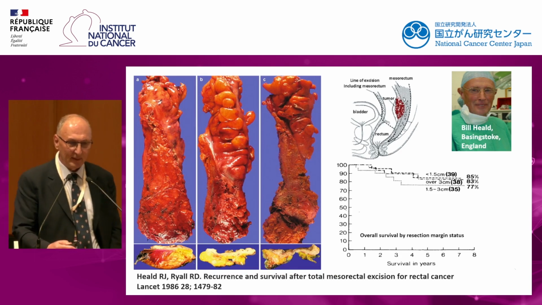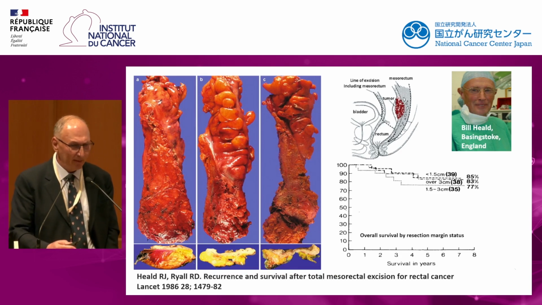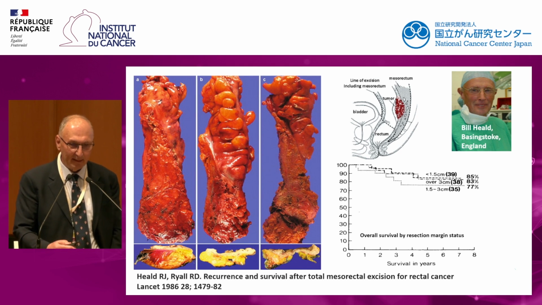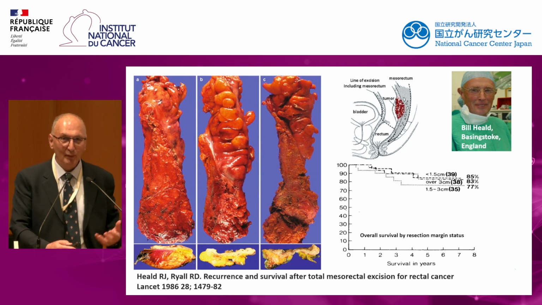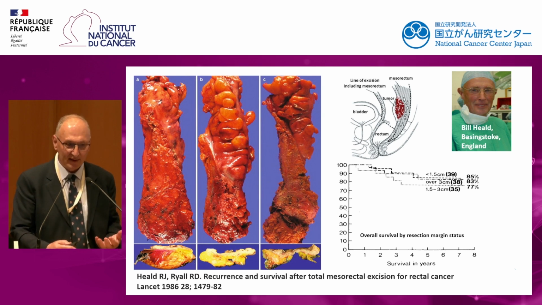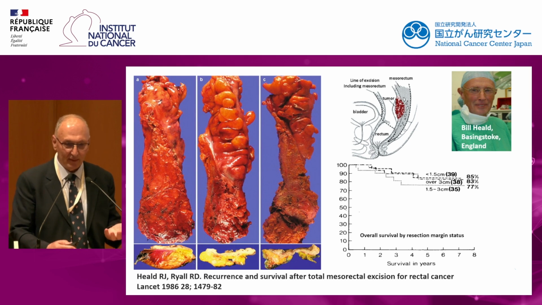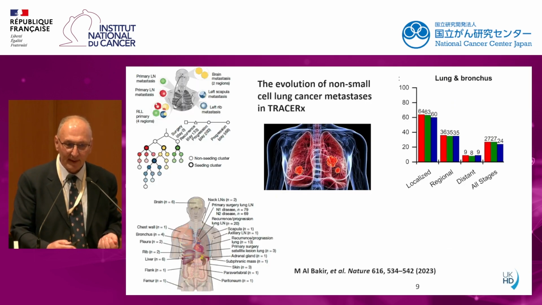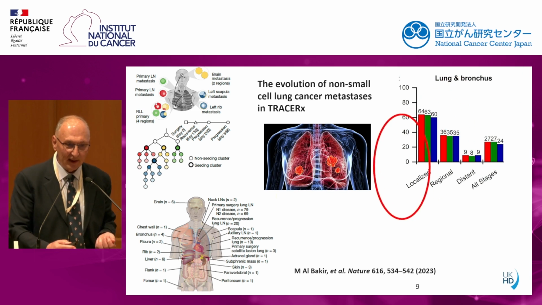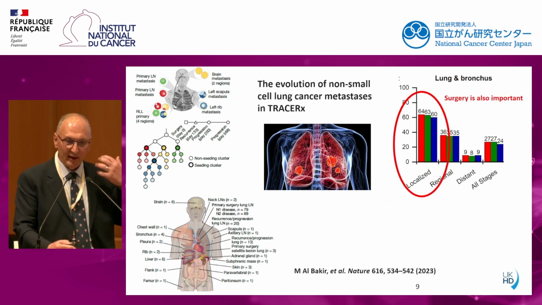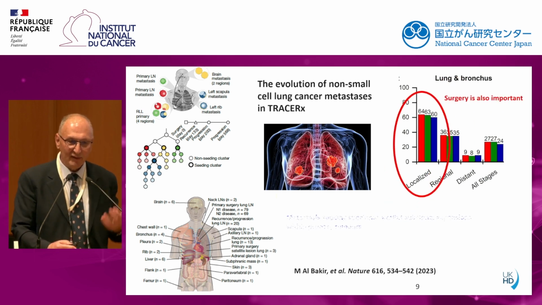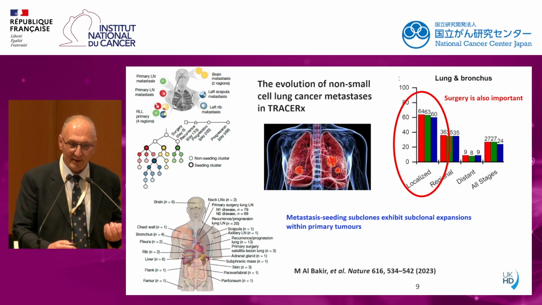And we've seen the same lesson. This time Bill Heald, a non-academic general district surgeon working in Basingstoke, showed that if you properly remove a rectal cancer, and these are rectal cancers here, you get better survival. So surgery matters. If we look at lung, we see that early surgery gives you the best survival, over 60%.